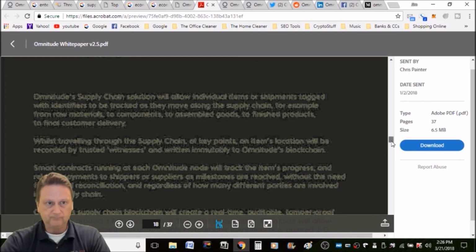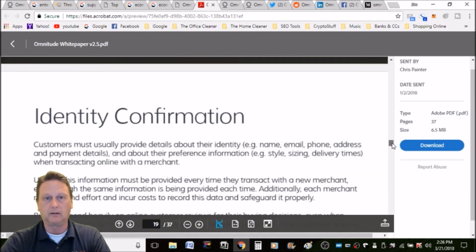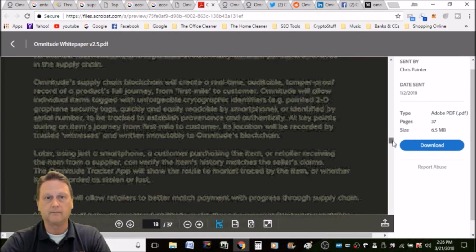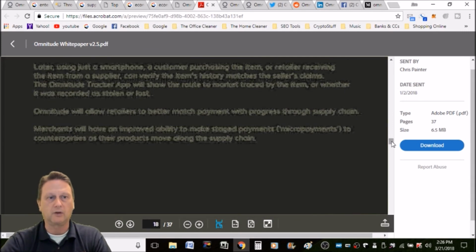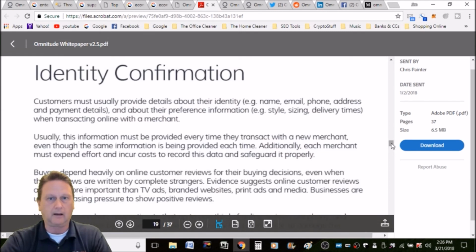Smart contracts running at each Omnitude node will track the item's progress. It'll release payments to shippers, suppliers, or milestones when they're reached, without the need for manual reconciliation, and regardless of how many different parties are involved. So all of that is going to be the solution to many of those problems. And so identity confirmation, we did talk about that.